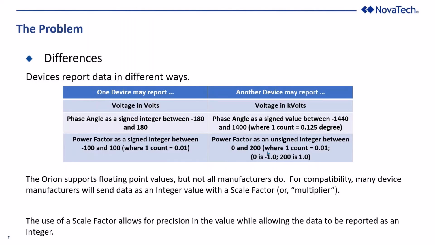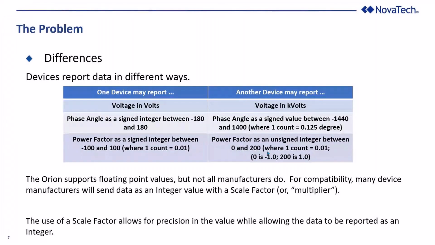So, as I said, either for the sake of compatibility or really just because the device doesn't support it, a lot of device manufacturers will send their SCADA points as an integer value. And if you look through their documentation, they will include a scale factor with it. The scale factor is nothing more than a multiplier. So for the integer value that it sends out, you would multiply that value by the scale factor, and you would get what the true value or true measurement is.